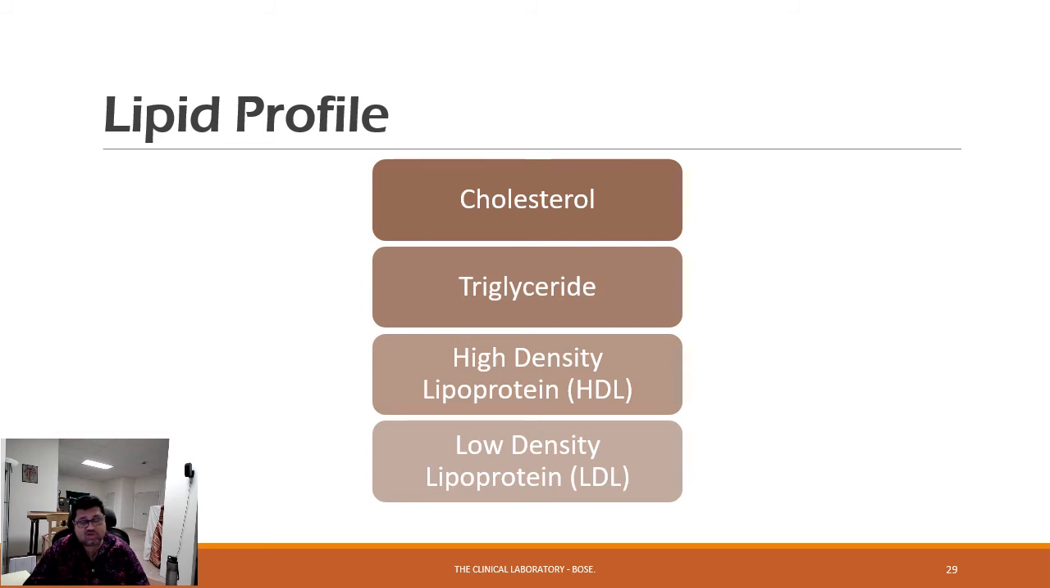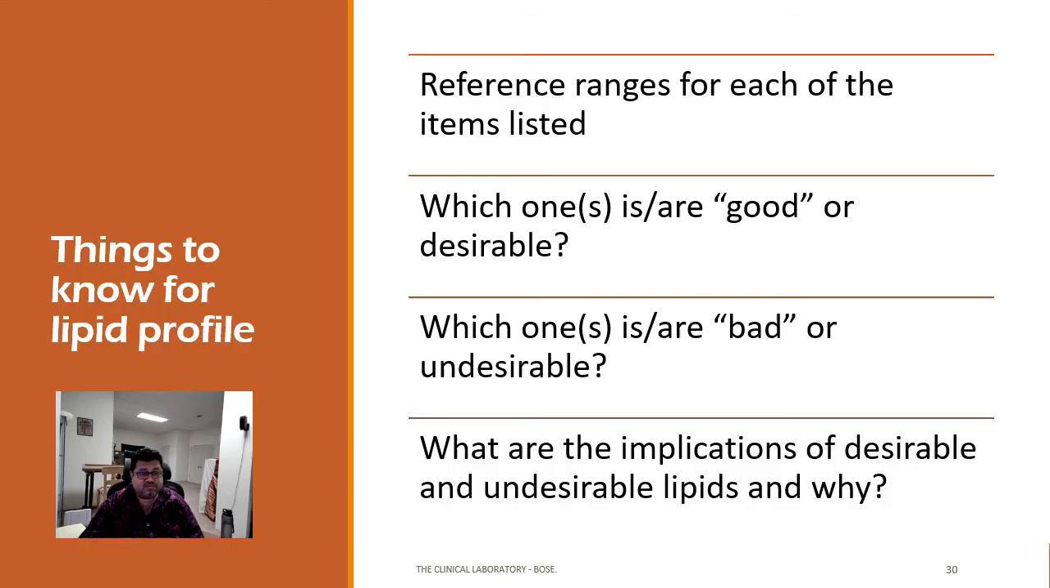So this slide shows you the lipid profile test. It shows you the components of lipids that are investigated in the lipid profile. So what do you study for the lipid profile? You study the reference ranges for each of the items listed. Which one is considered good or desirable lipid? Which one is considered bad or undesirable lipid? What are the implications of these desirable and undesirable lipids, and why?